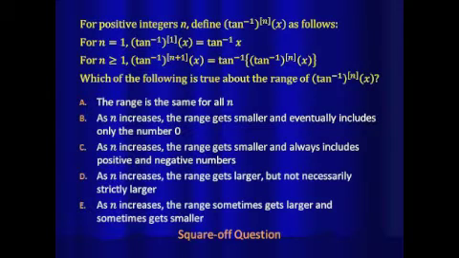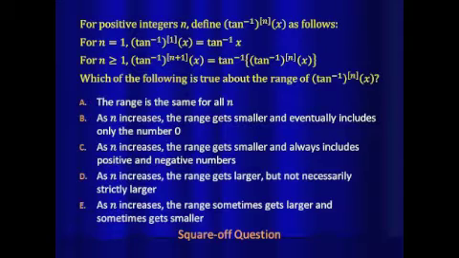Square-off question. For positive integers n, we're going to define this funny symbol here, inverse tangent with n in brackets up in the air, of x as follows. It's really going to be a composition of inverse tangent with itself many times. So when it's 1, that just means inverse tangent of x. And then for n bigger than or equal to 1, inverse tangent with n plus 1 will just be inverse tangent of the inverse tangent n of x.